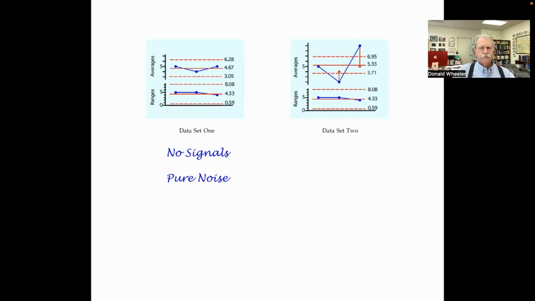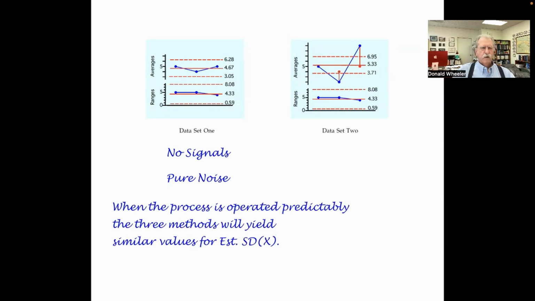And in this case, well, what did we just demonstrate? Let's write it down. When the process is operated predictably, the 3 methods will yield similar values for the estimated standard deviation parameter. It just doesn't matter. They're all going to be about the same.